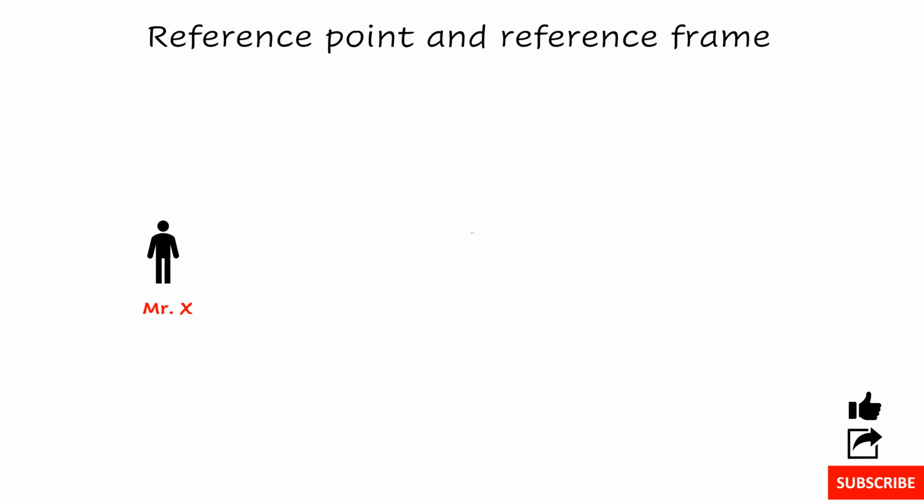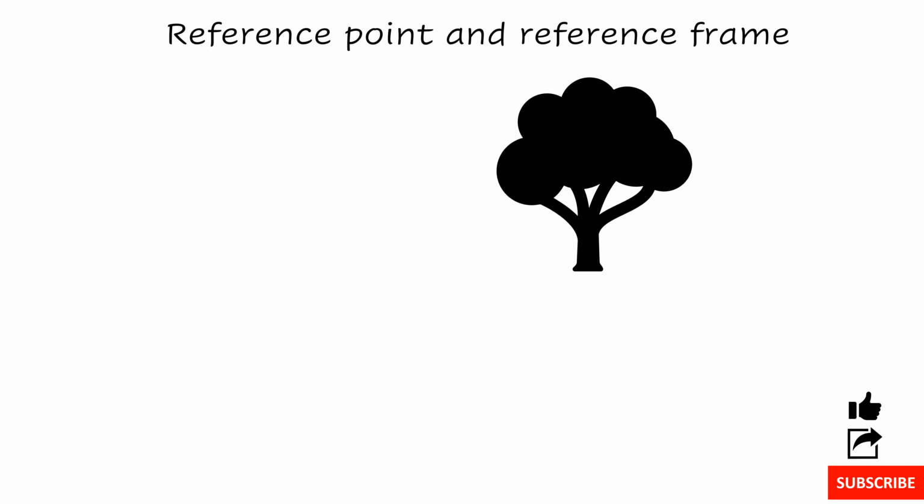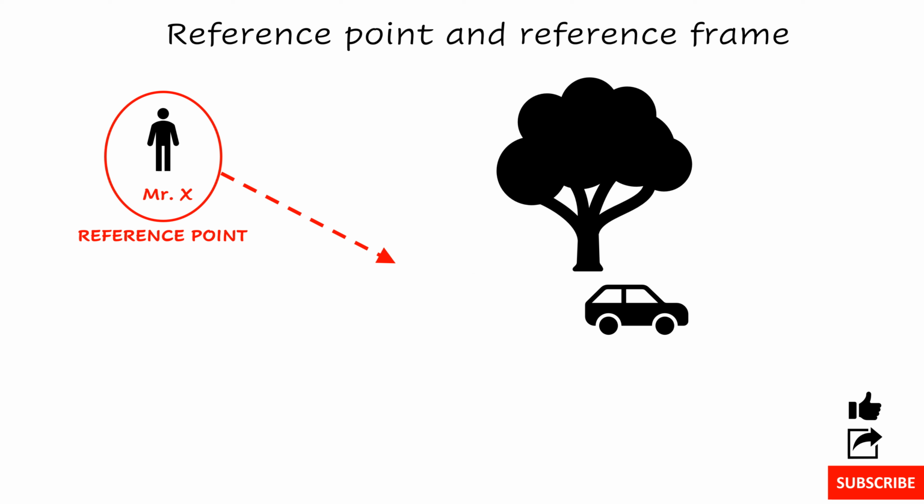Now, we will understand two terms, reference point and reference frame. Mr. X observes the tree to be at rest. He is the observer or the reference point. We again see Mr. X standing on the road and he sees a car passing by. Mr. X is the reference point and he observes the car to be in motion.